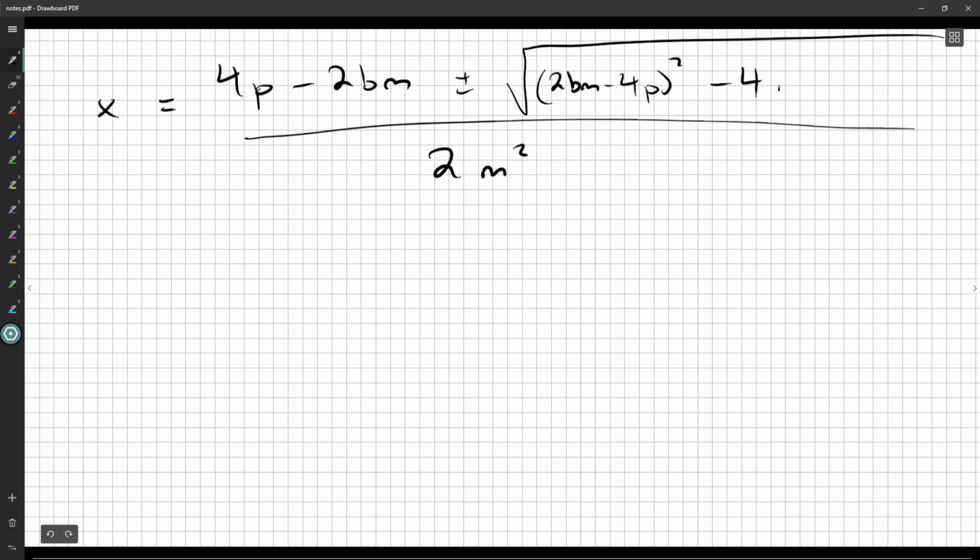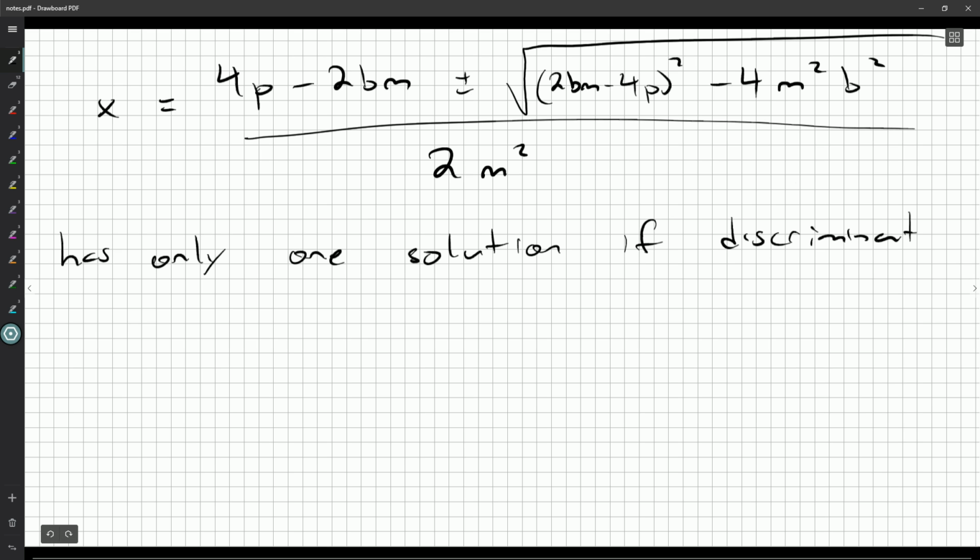So minus 4ac. Okay. But this has only one solution, which is what we want for a tangent line, if the discriminant, sometimes symbolized with a delta, I've seen textbooks use a capital D with that, that's fine too, is just this expression equal to 0.